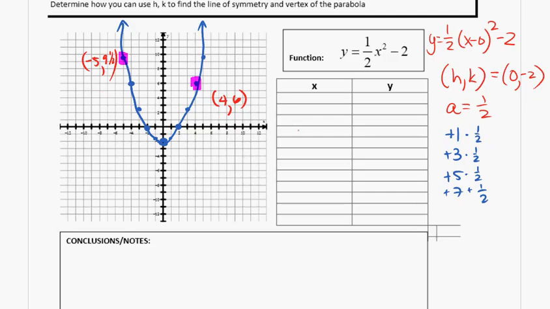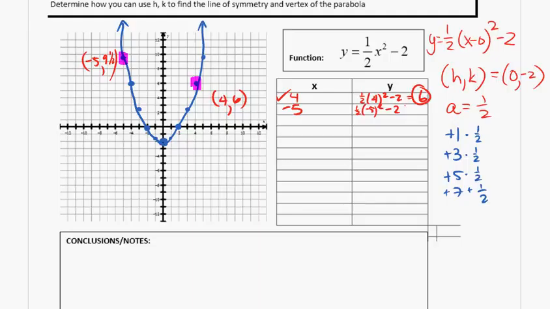So 4, when I plug in 4, I get 1/2 times 4 squared minus 2, which is 4 squared, 16, times a half is 8, minus 2 is 6. That works. Negative 5, I get 1/2 times negative 5 squared, which is 12.5, minus 2 is 10.5.